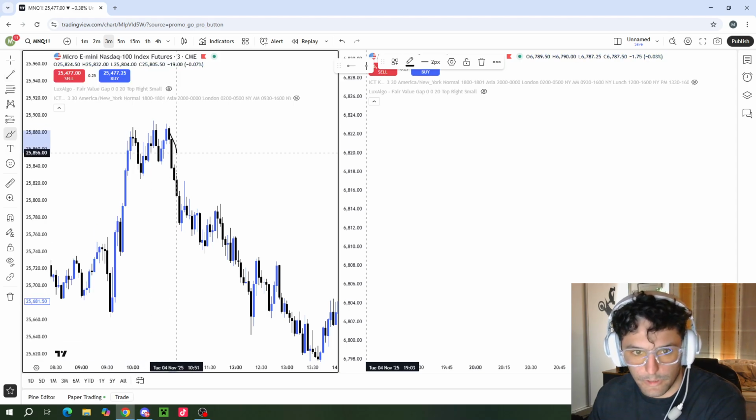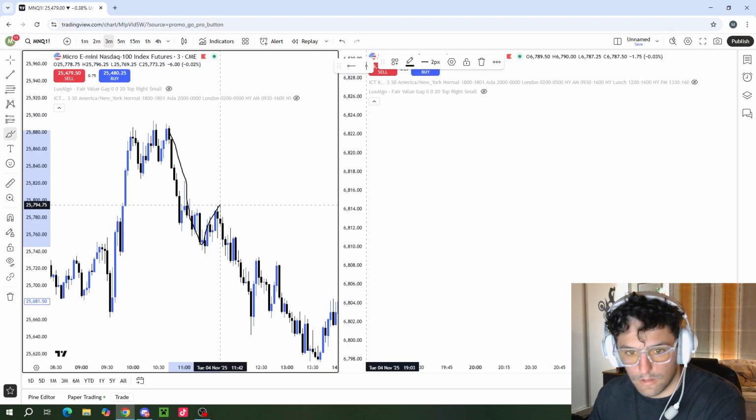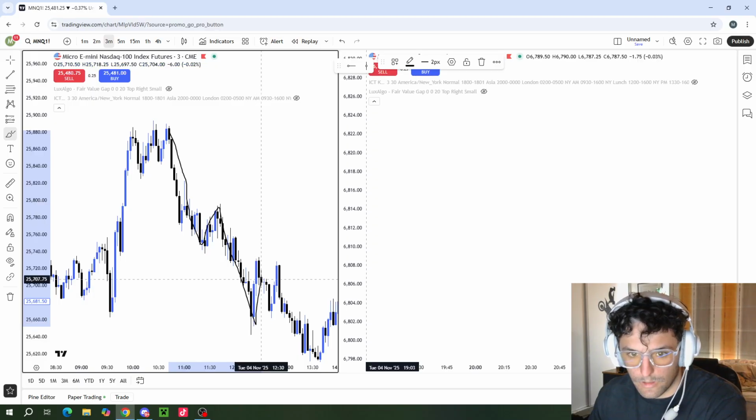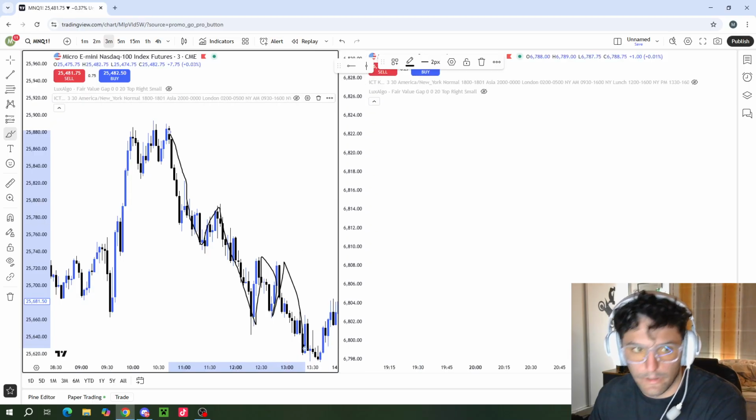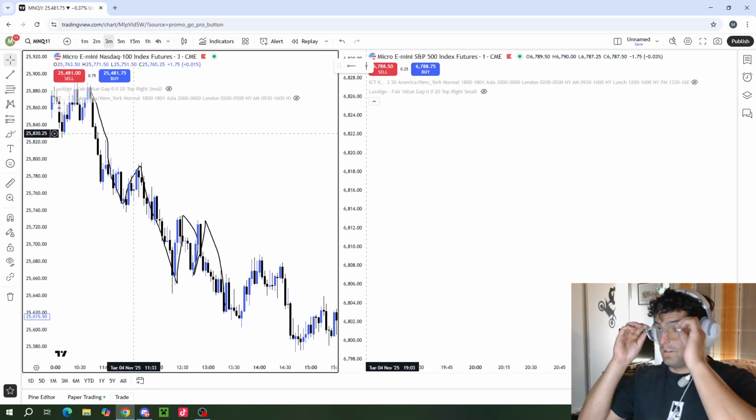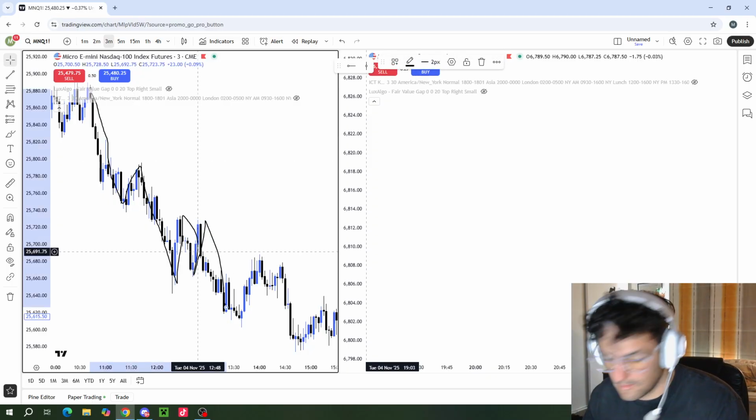Here we go. So we go low, higher low, lower low, higher low, lower low, higher low, lower low. Do you see the pattern there? Can you start to see the pattern?